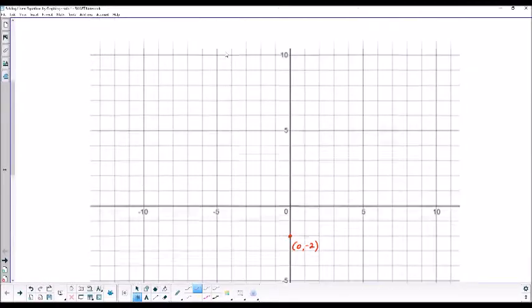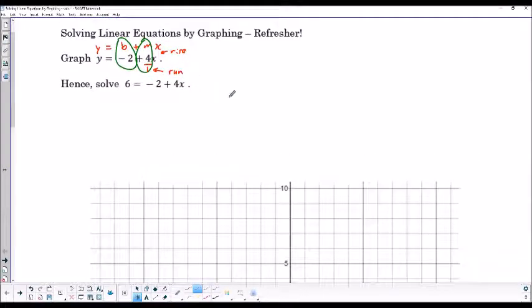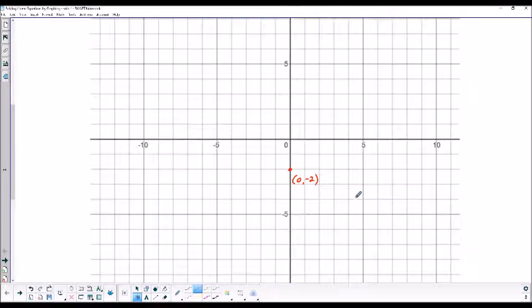And then we know that the equation is -2 plus 4x, so the slope is 4. From the y-intercept, we're going to rise 4 units, going up 1, 2, 3, 4, and then go to the right 1, and that will put another point on the line. That's finding another point on the line that we can use to graph the line.